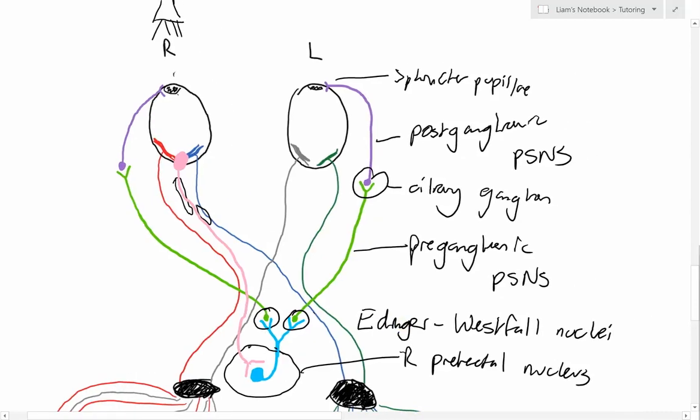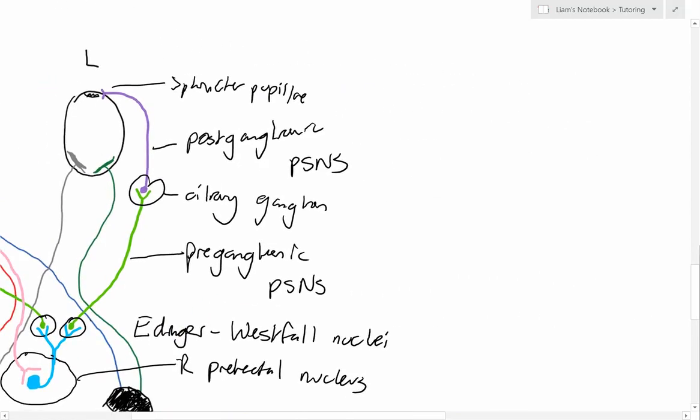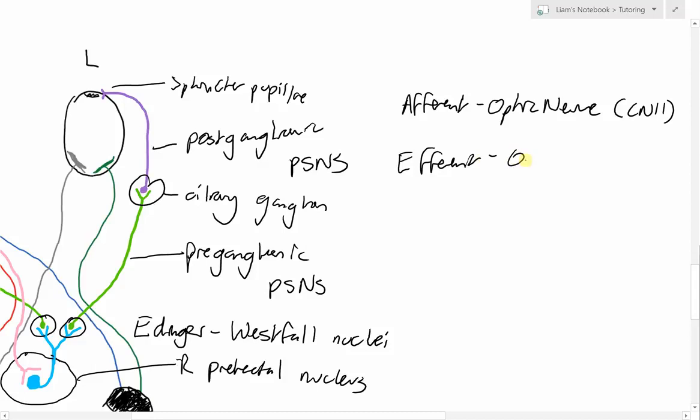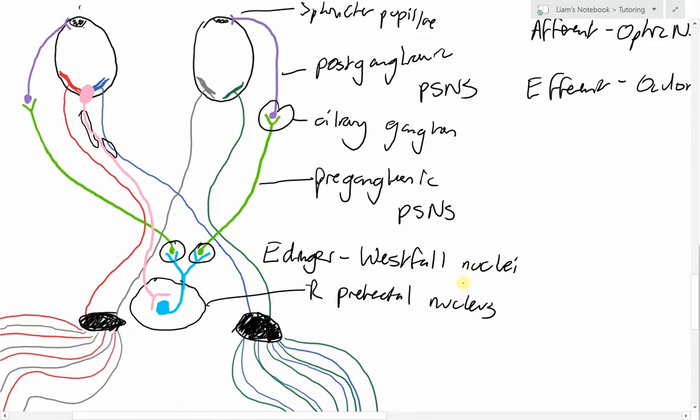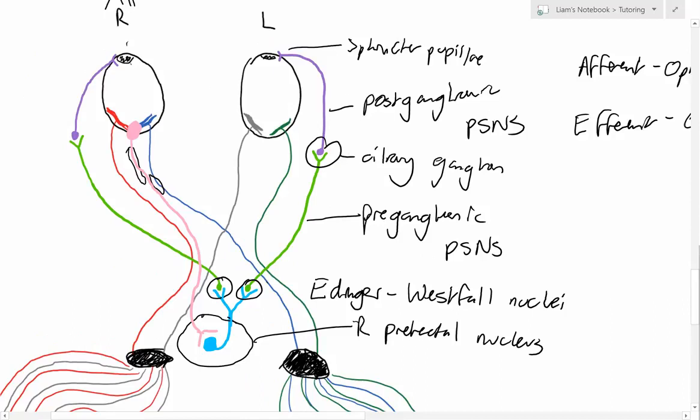What I probably didn't touch on before is that this pupil reflex actually relies on two cranial nerves. The afferent nerve is, as you might expect, the optic nerve, which is cranial nerve 2. So that's the one that takes information into the brain. The efferent nerve is the oculomotor, which is cranial nerve 3. And you might be wondering where that comes into it, but this Edinger-Westphal nucleus is one of the nuclei associated with the oculomotor nerve. It's the parasympathetic nucleus of the oculomotor nerve. So that's where that comes in.